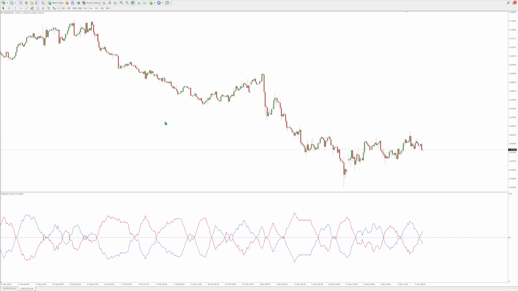Okay, so this is a simple strategy that you can use on any trading platform. I'm using the MT4 MetaTrader 4 platform here, so EUR/USD 4-hour chart. You can use it on any trading instrument, so Forex, stocks, cryptos, commodities, indices, etc., and any chart time frame.